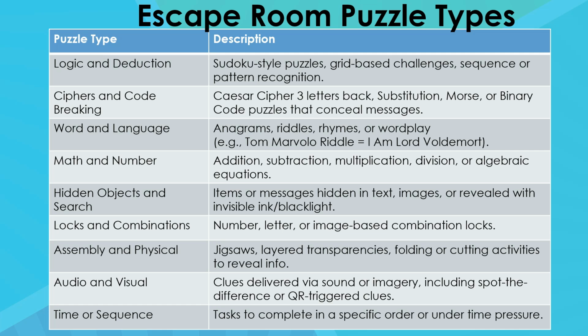Hidden objects: you can find items. You can use locks and combinations, as we've discussed. Assembly or physical puzzles, maybe jigsaw puzzles. You could do that even with drag and drop if you are doing that in your escape room. And then you can have audio and visual cues. You could listen to something. You could have QR triggered clues. I always like using QR codes. And even time and sequence, right? You have to do something in a certain order. You can even use colors as a clue. Here are 3 different colors. You've got to put those colors in a certain order. The Simon Says type of escape room element is frequently used.